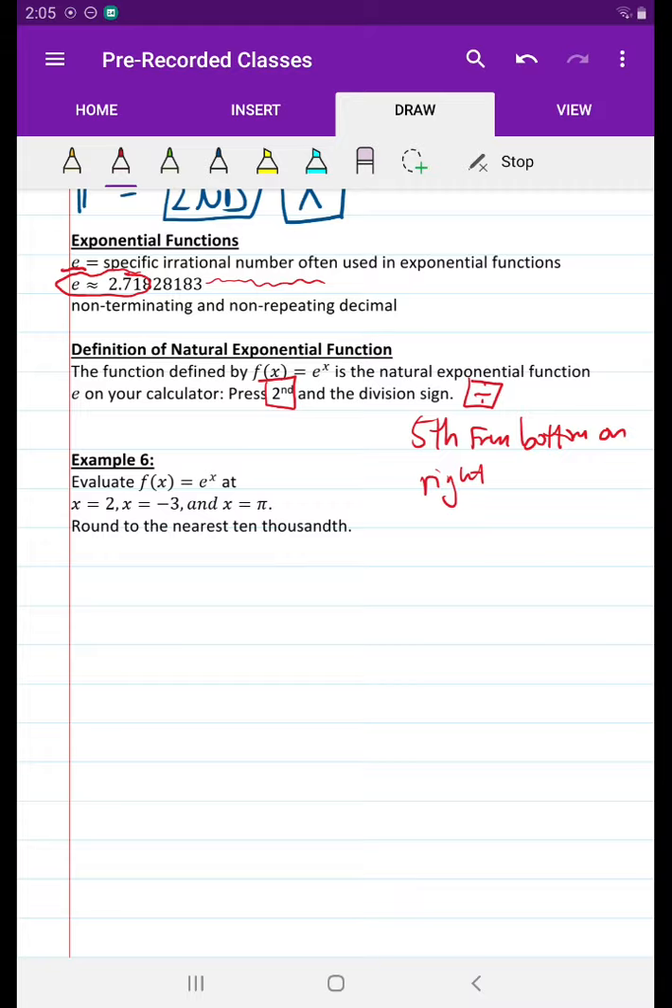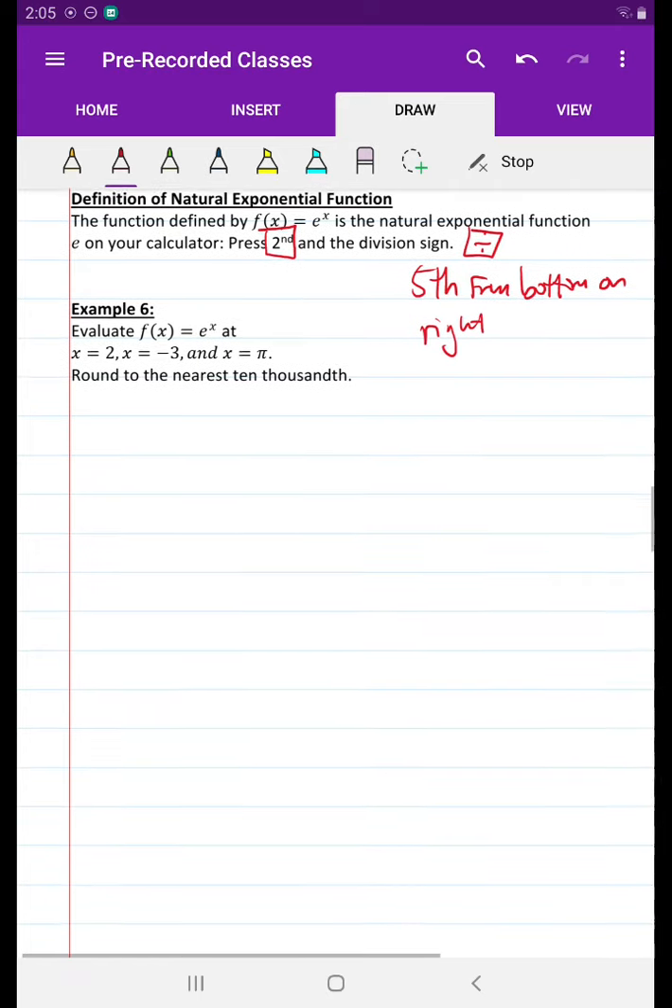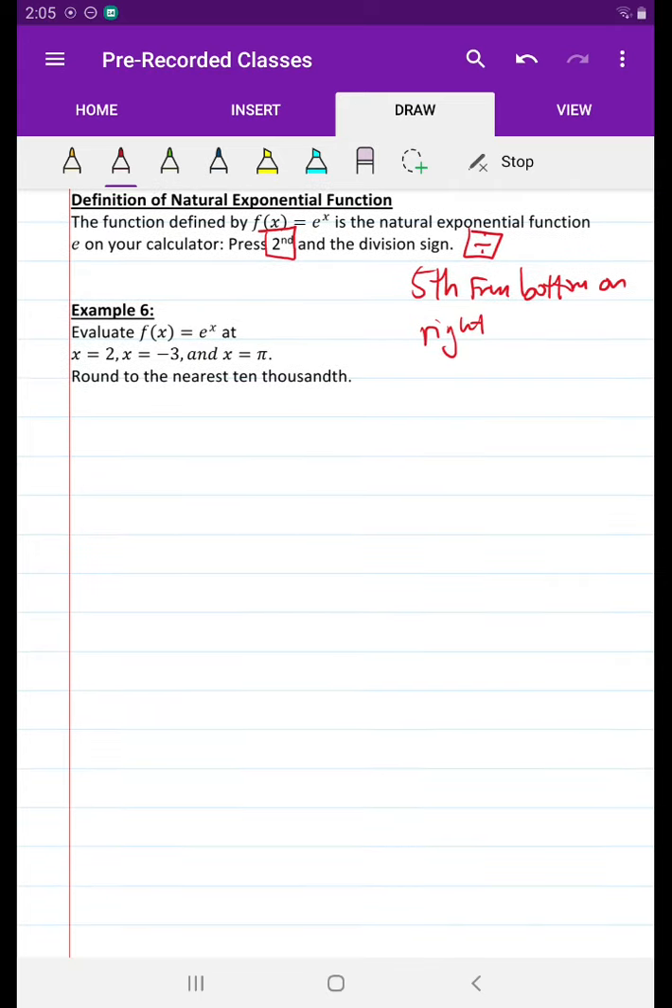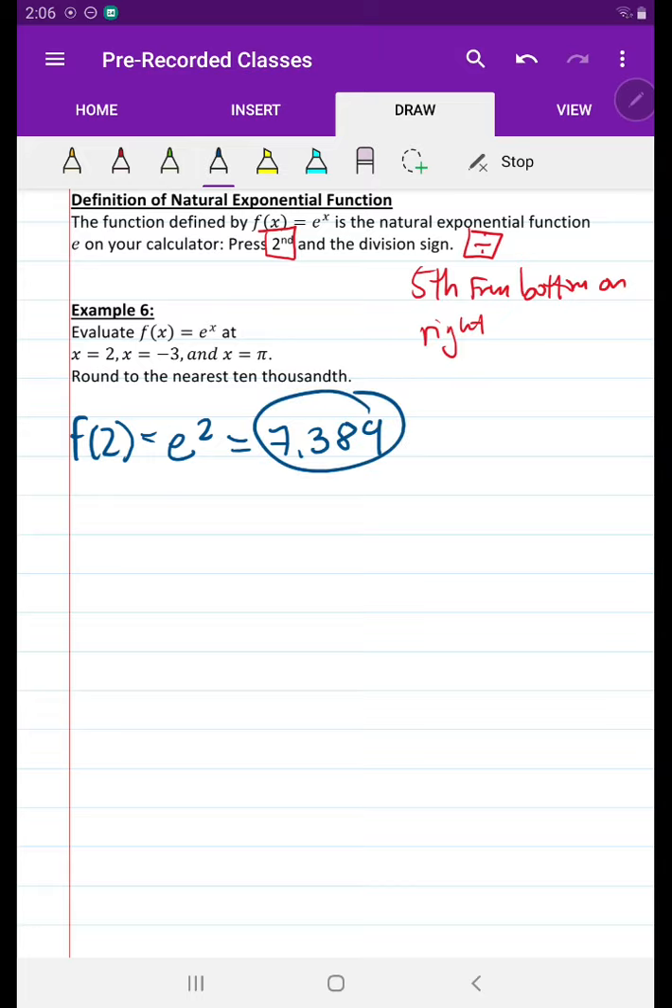And so we can use that to evaluate e at different values. In example 6, we have to find f of x equals e to the x, and we're going to start off with x equals 2. So f of 2 is just going to be e with 2 plugged in for x. If I punch that into my calculator, I can use the caret button on the right side: second e raised to the 2, and that'll give me about 7.389. So I cut it off at 3 decimal places.